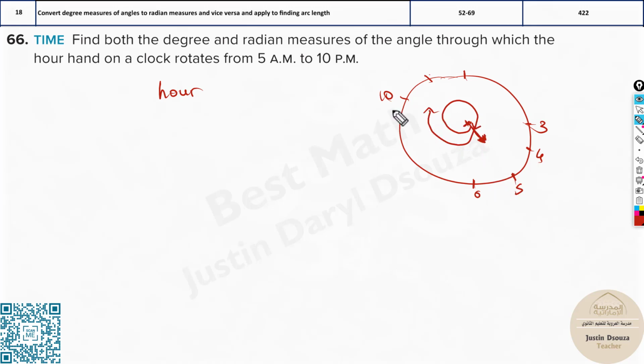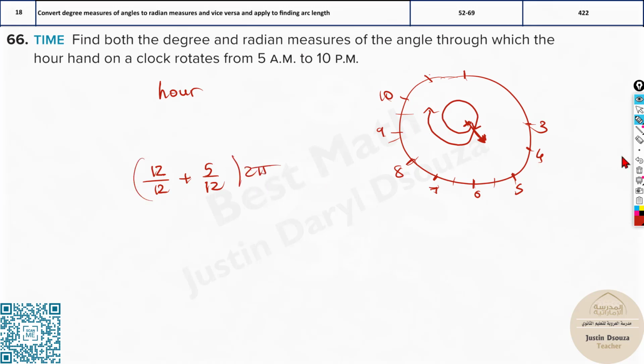So what is from 5 to 10? It's just 5, isn't it? So 1, 2, 3, 4, 5. But it has done 12 by 12 plus 5 by 12. What is this? Because it has done a full rotation, right? It has done 12 by 12. That means 12 by 12 of 2 pi, right? It is all multiplied by 2 pi.